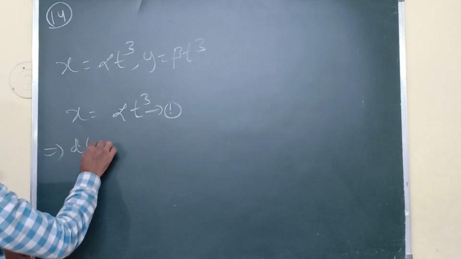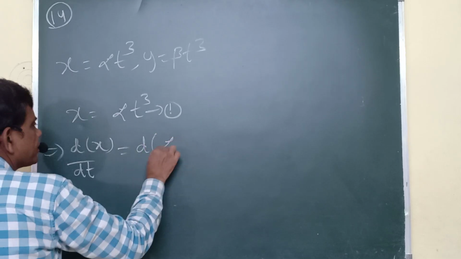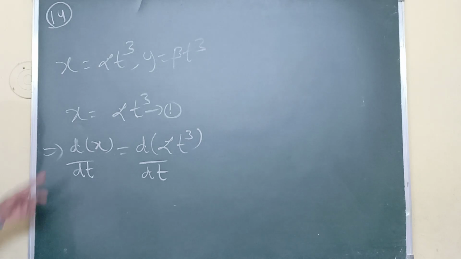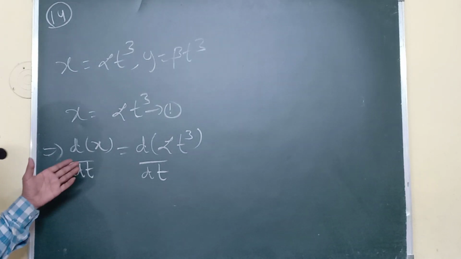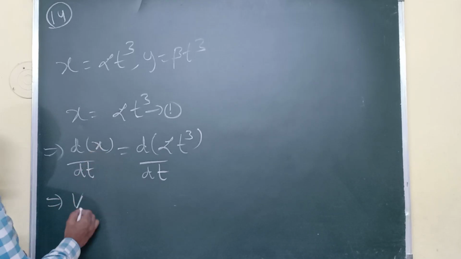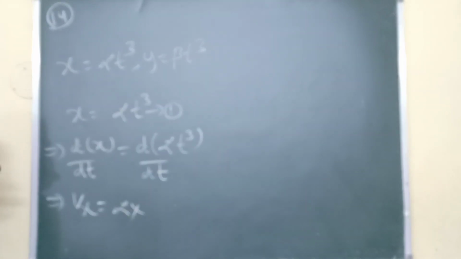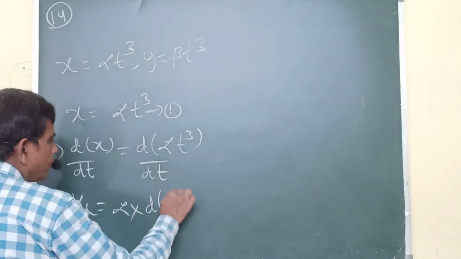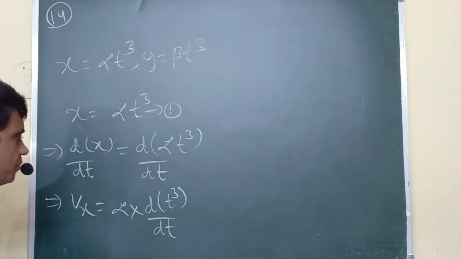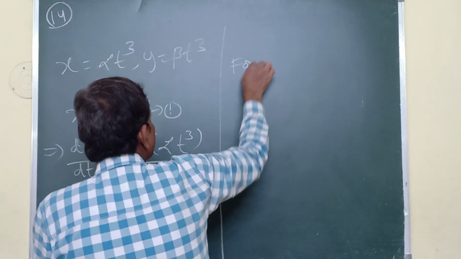Then differentiation of x with respect to t equals differentiation of alpha t cube with respect to t. What is x? Displacement. Rate of change of displacement is called velocity. So you write this as velocity along x direction, Vx. Alpha is the coefficient, so it comes beside. Now the remaining part is differentiation of t cube with respect to t. Now you apply the differentiation formula.